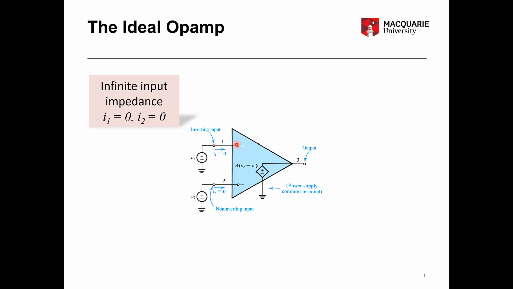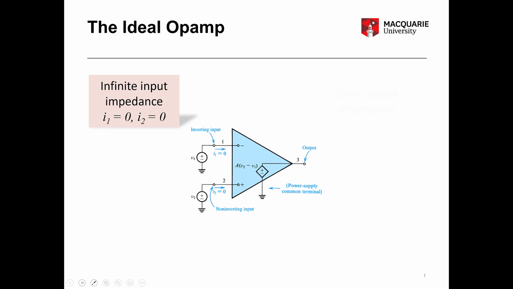Of course, in reality, there will be some small current drawn into the op-amp, but generally, when designing op-amps, you want to get them to be as ideal as possible, so that would be minimized. And that's true of both of our inputs. Input 1, the inverting input, and input 2, the non-inverting input.